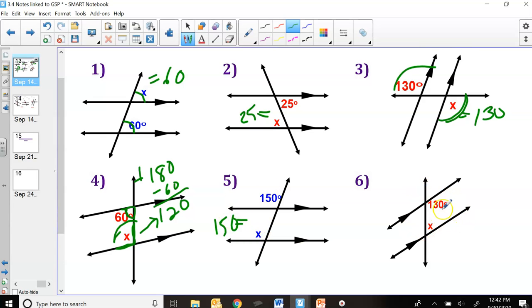On number 6, okay, are these angles congruent? Is this a 130-degree angle, or do these add up to 180? So this is 180 minus 130. Well, these are same-side interior angles. They're supposed to add up to 180. So I need to figure out what's left out of 180, 50 degrees, and that seems to make sense. That is definitely an acute angle, 50 degrees.